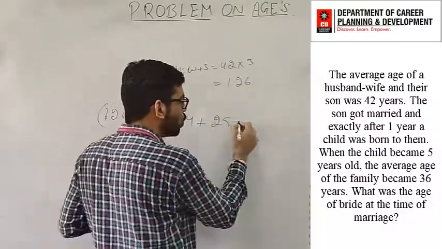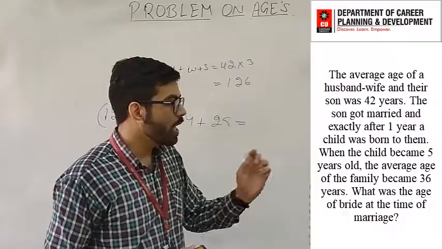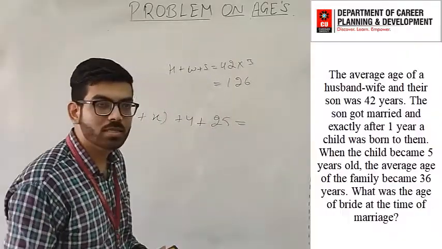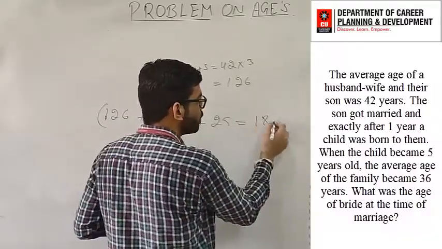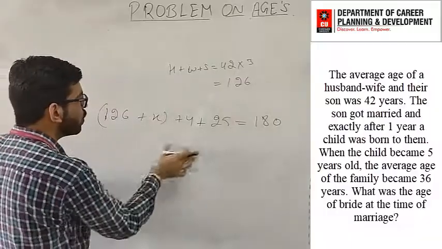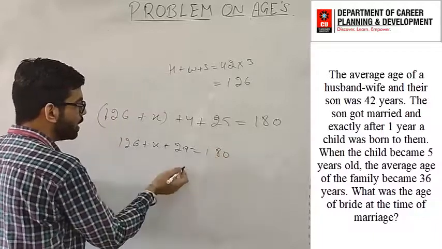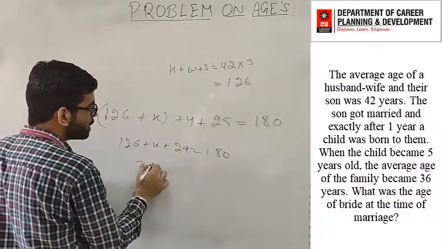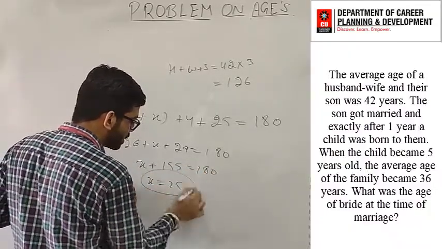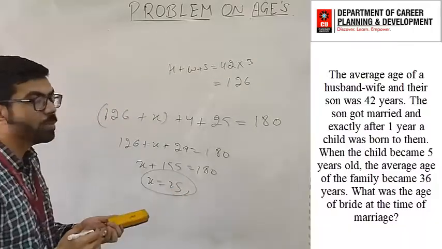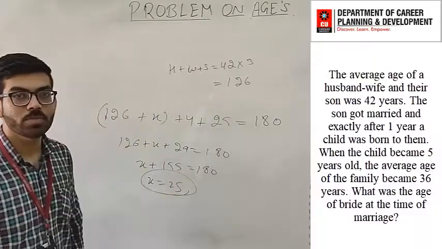Now move to the next one. This whole term is equal to the given condition that after 5 years the average age of the family becomes 36. That means the sum of their ages will be 36 multiplied by 5, which comes out to be 180. So solving this whole term, we get 126 plus x plus 29 is equal to 180. So x plus 155 is equal to 180, and the value of x comes out to be 25. That means the age of the bride is 25 years at the time of the marriage.